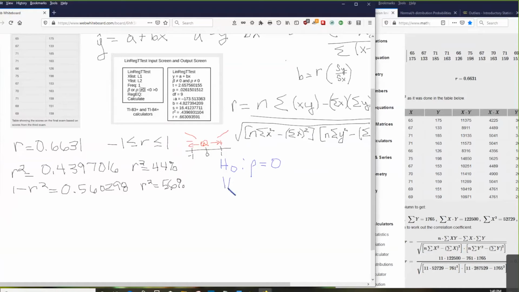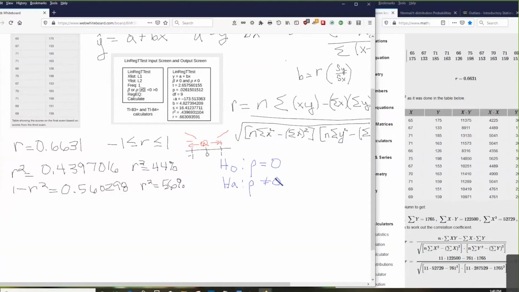And we're going to put our alternative hypothesis to say that rho does not equal 0. And that just says that the population correlation coefficient is significantly different from 0, which says there is a significant linear relationship or correlation between x and y in the population. Therefore, we can use the regression line to model the linear relationship between x and y in the population.